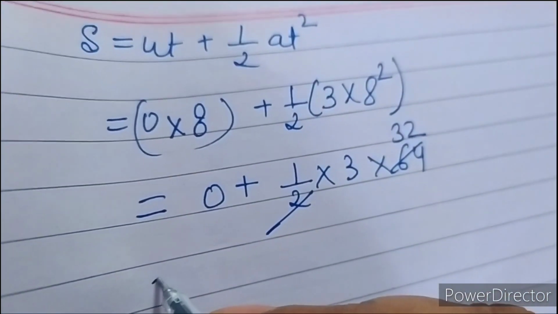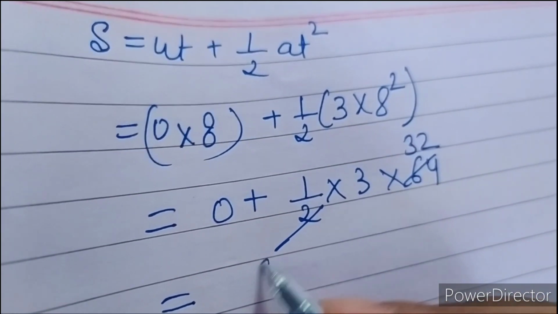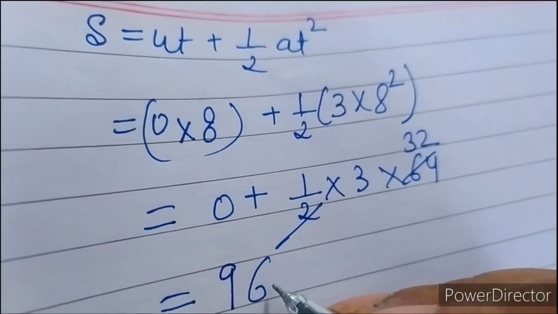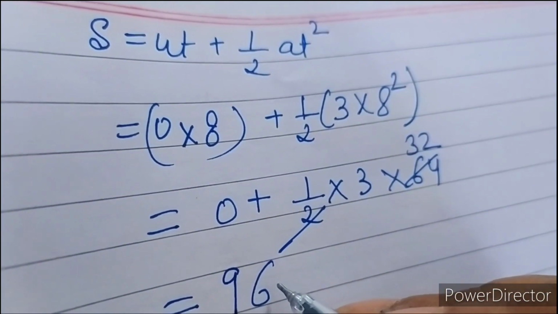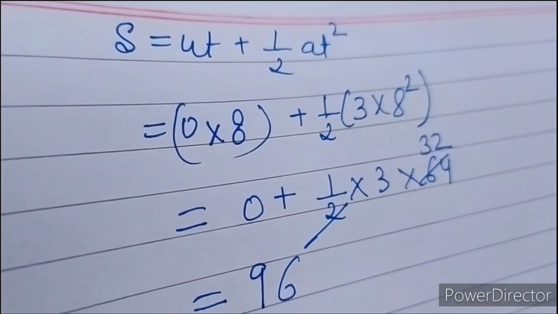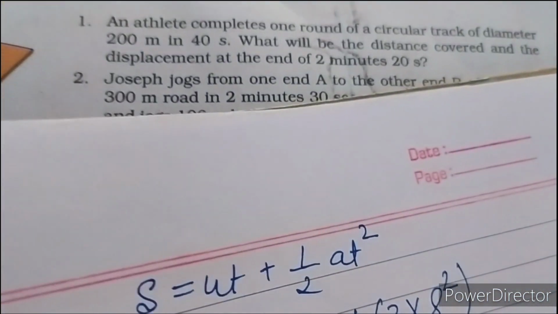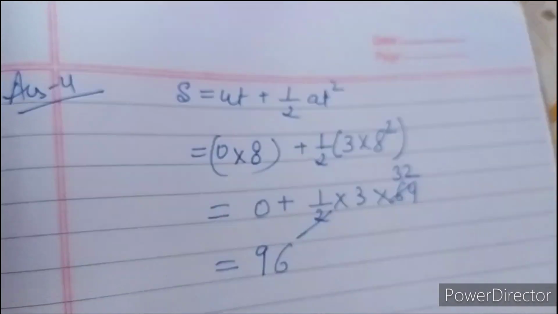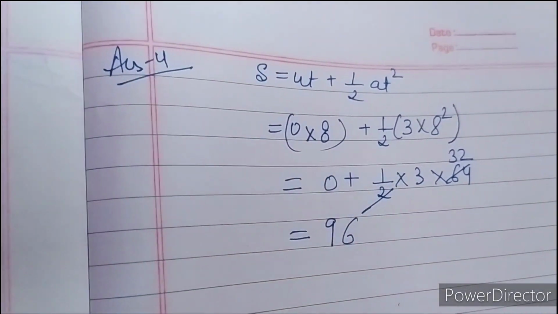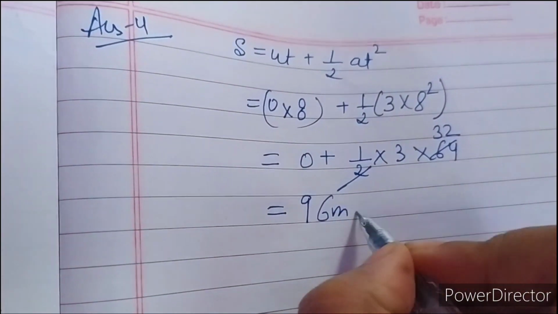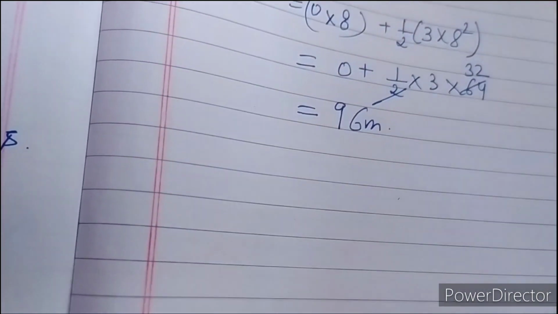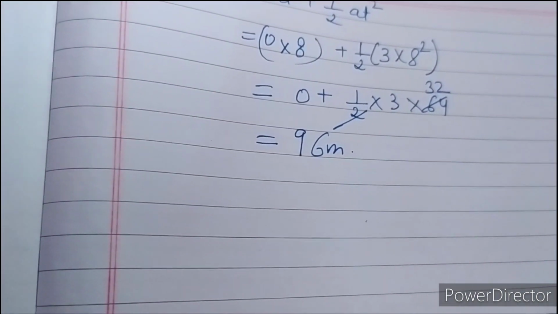So 3 into 32, that is equal to... 3 2s are 6 and 3 3s are 9, so 96 meter, I think, will be the answer. Yes, 96 meter is the answer. Okay.